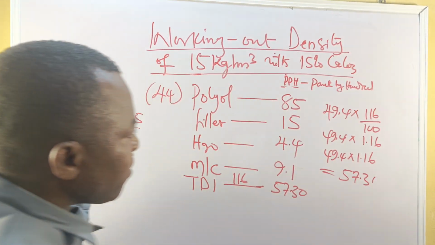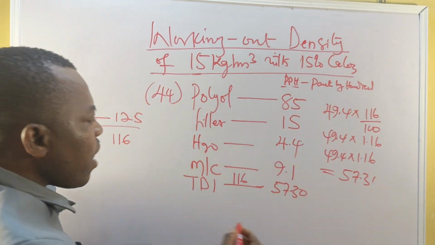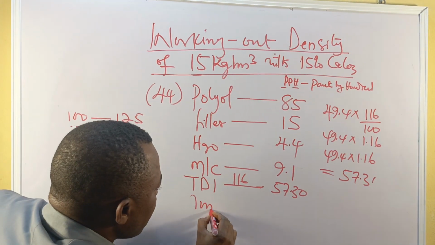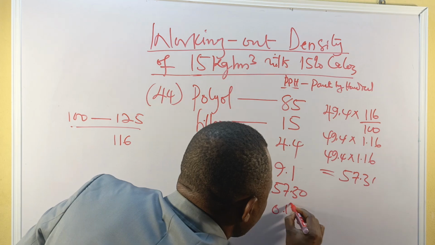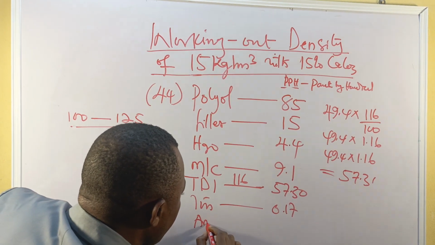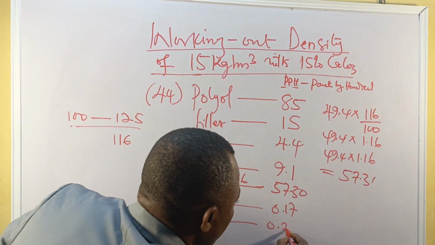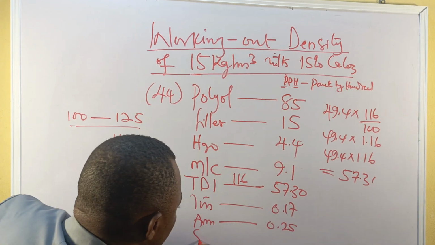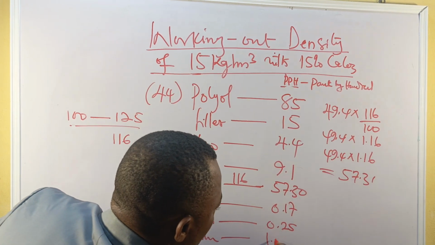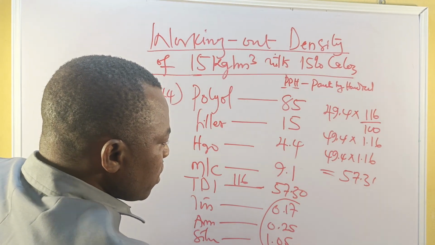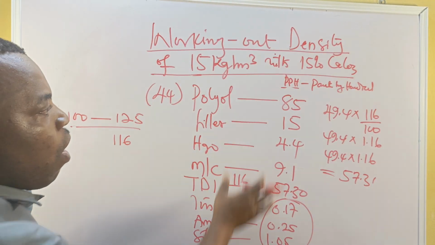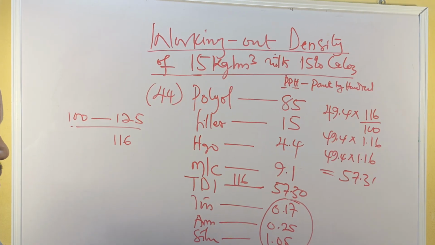At index of 116. Now we look at tin catalyst. Tin catalyst, I may use this one as 0.17. Amine, I may take 0.25. Silicon, I might take 1.05. Now the reason for choosing this one depends, because all of them have a range.